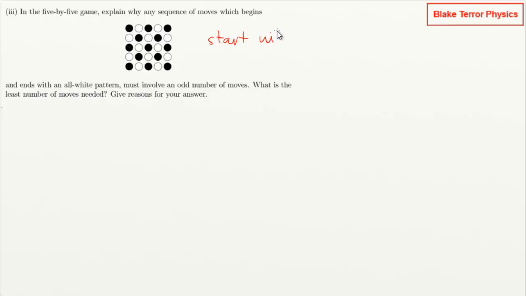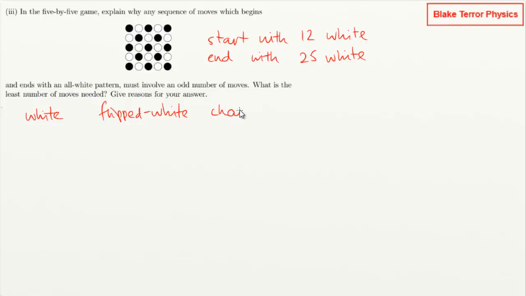Start with 12 white, and we want to get to all white, so end with 25 white. Then we can do our thing again of white, flipped white, and then the change. So for white we could have 0, 1, 2, 3, 4, 5. When it's flipped we'll have 5, 4, 3, 2, 1, 0. Change is 5, 3, 1, 1, 3, 5.